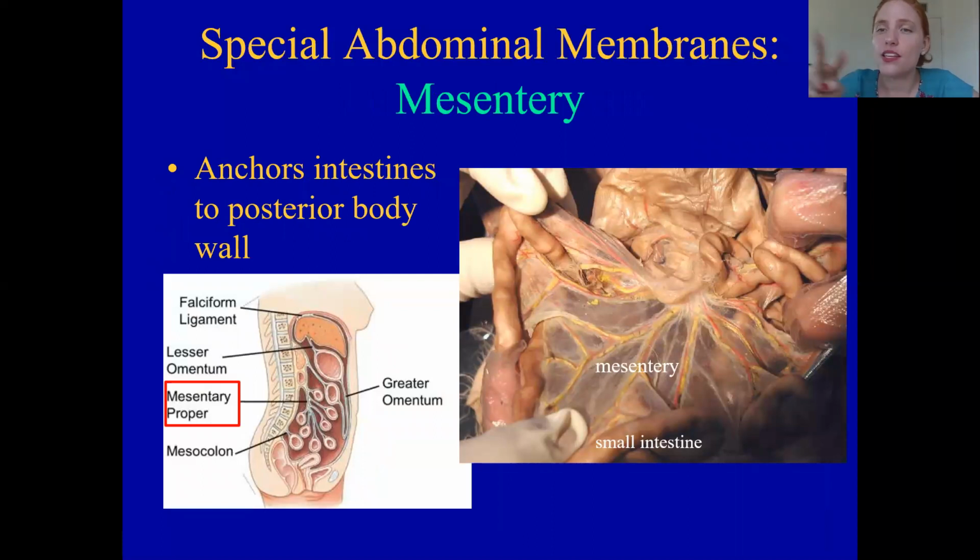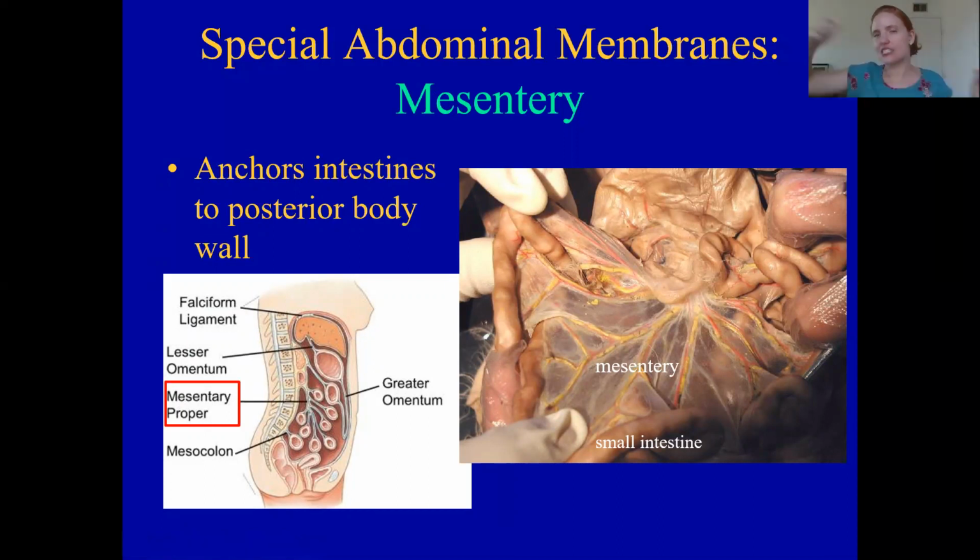Okay, the second specialized membrane that you need to know about is called the mesentery, or sometimes referred to as the mesentery proper. Here is the greater omentum flopping over just the front, just anteriorly. Behind it, posterior to all of that, is going to be the mesentery. These circles represent the small intestine. If you open your cat and pull the small intestine outward, you would see that it is anchored to the back wall.